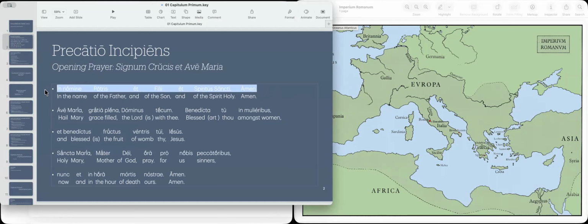When you say, and this is for everybody, when you go to Mass and you say, In nomine Patris et Filii et Spiritus Sancti, Amen, do you really say to yourself, in the name of the Father and of the Son and of the Holy Spirit? Or do you know you're making the sign of the cross and you're saying the sign of the cross?